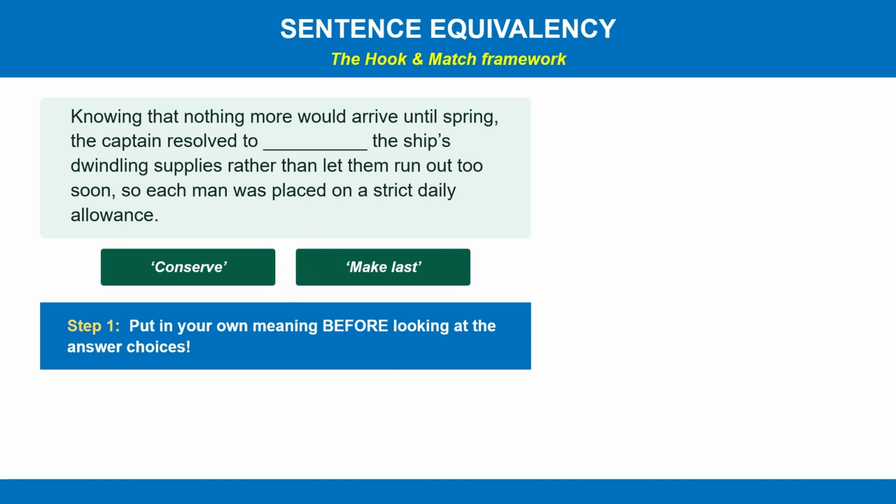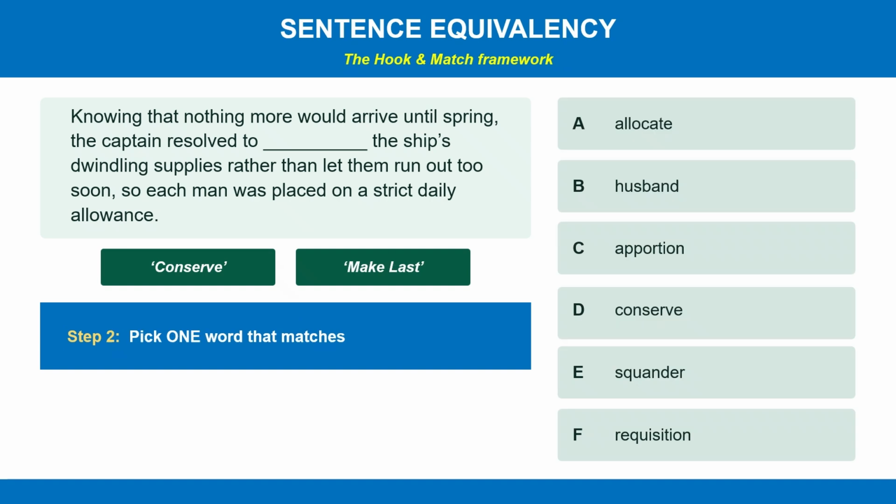Okay, step 1, get your own meaning into the blank before you look at the answer choices. I'm going to go with like conserve or like make last. Step 2, now look at the answer choices and choose one answer choice, just one, that's close to the meaning that you put in the blank. Hey, I got it right on the head. Conserve. That's your hook word.